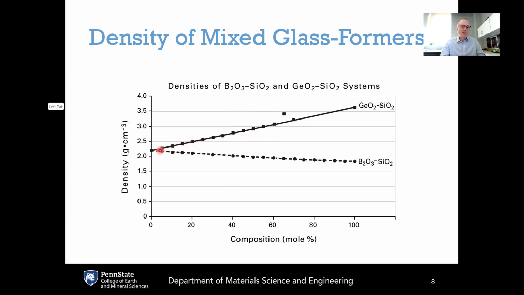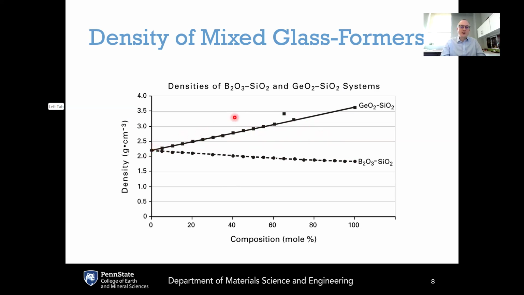Germania does the opposite. If you progressively add germania to silica, the density will increase until it approaches the density of pure germania. Why this is important isn't so much for density as it is for refractive index, because if you're making waveguides from pure silica, you may want to either increase or decrease the refractive index of silica.